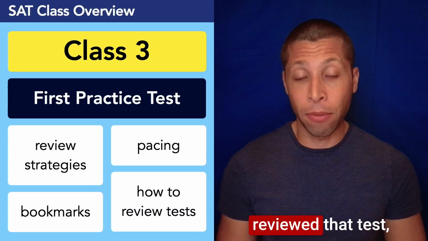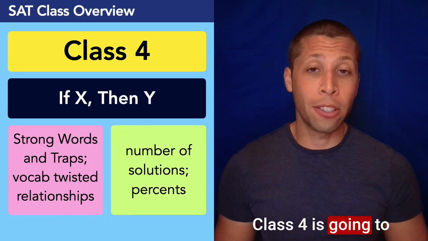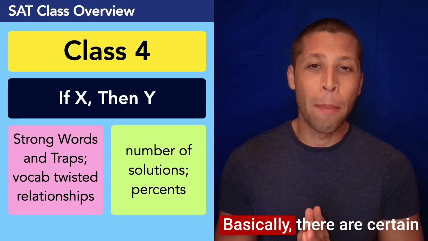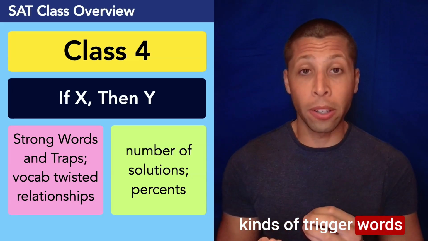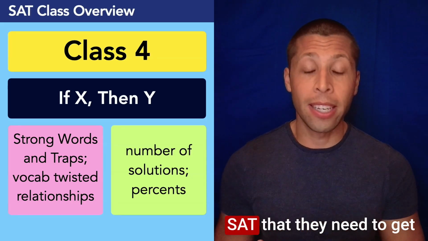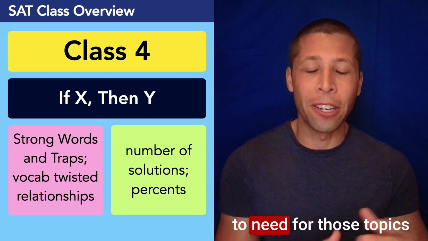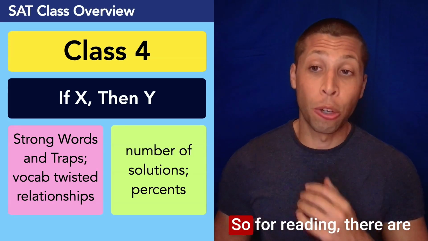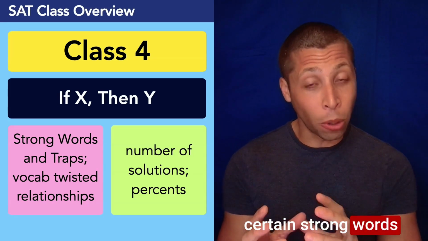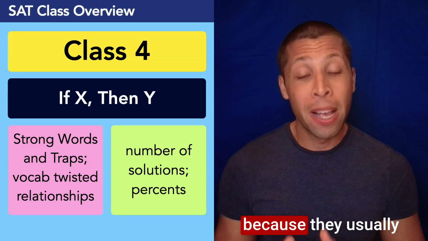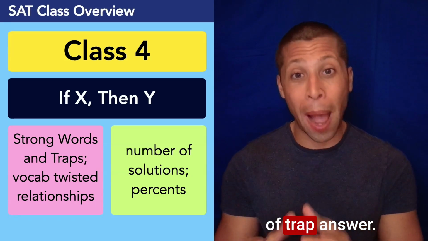Then after they've reviewed that test, class 4 is going to be titled If X, Then Y. This is very traditional as well. Basically, there are certain kinds of trigger words and trigger ideas on the SAT that they need to get good at recognizing, and then there's some sort of response that they're going to need for those topics when they see them. So for reading, there are certain strong words that as soon as they pop up in a passage or a question, we've got to pay attention to them because they usually indicate some sort of trap answer.